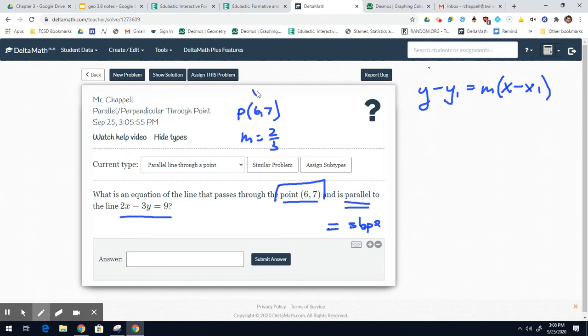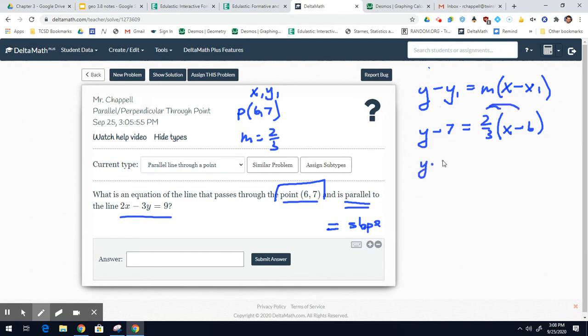So (6, 7) is your x1, y1. So x and y remain the same, but x1, y1 and the slope m get replaced. So y minus 7 equals 2/3 times (x minus 6). And now we want to get y by itself. Well, we have to do a couple of things first. First, there's potential that there could be some double signs, like minus on minus. Make sure you turn those into positives, right? So then you have to distribute the 2/3.